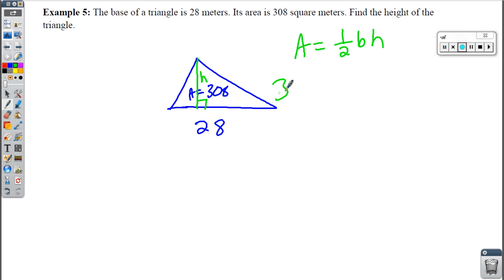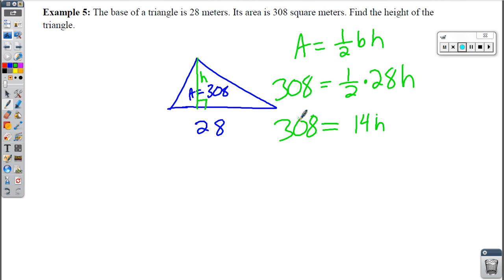So if we know that the area is 308, we can plug that in. And we know the base is 28, so we can plug that in. We don't know the height, but that's what we're trying to find, so we can just leave that as h. And then we solve this equation. So on the right side, 1/2 times 28, that's 28 divided by 2, is 14. Then to get h, we just take both sides and divide it by 14. We get h equals 22. So the height is 22 meters.